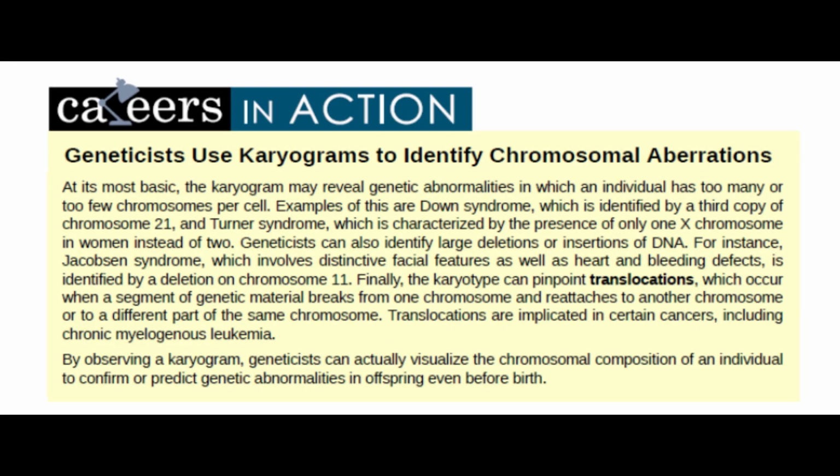At its most basic, the karyogram may reveal genetic abnormalities in which an individual has too many or too few chromosomes per cell. Examples of this are Down syndrome, which is identified by a third copy of chromosome 21, and Turner syndrome, which is characterized by the presence of only one X chromosome in women instead of two.